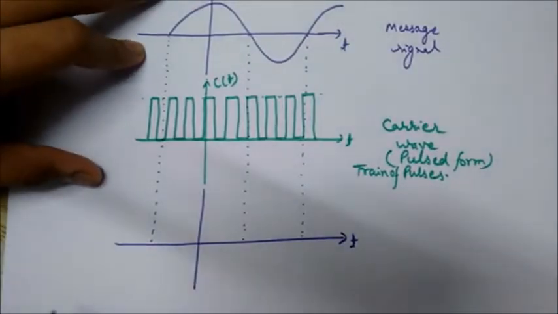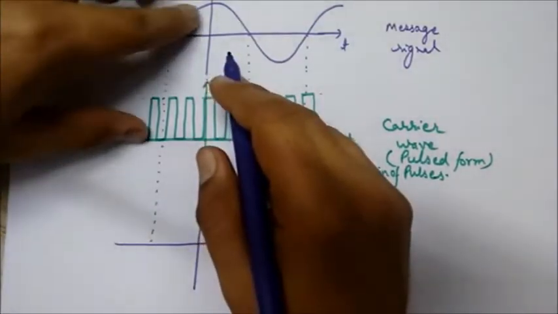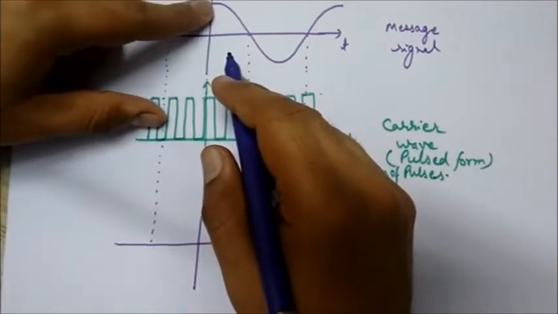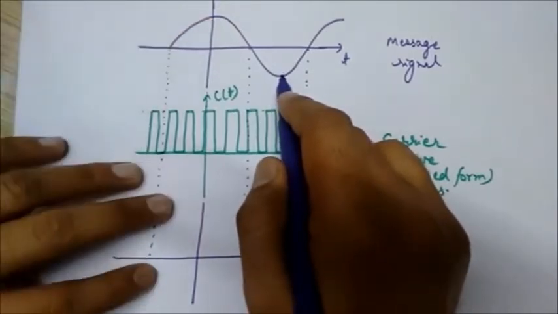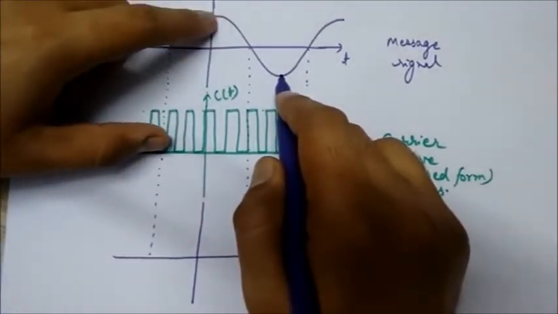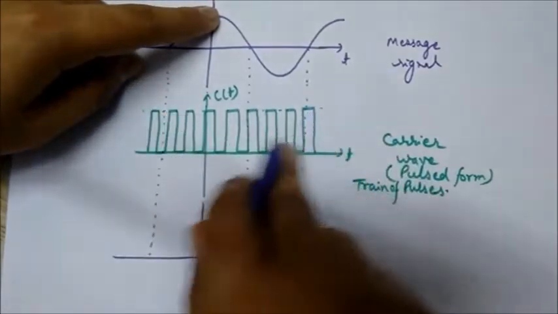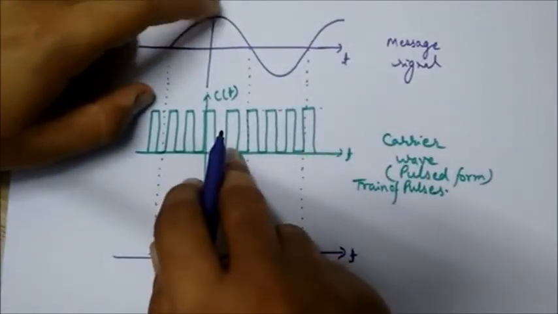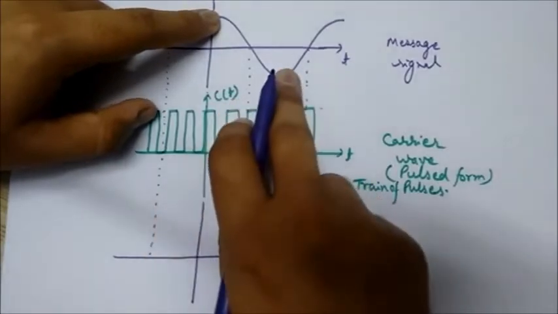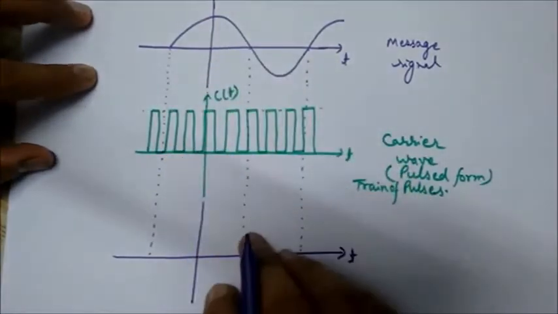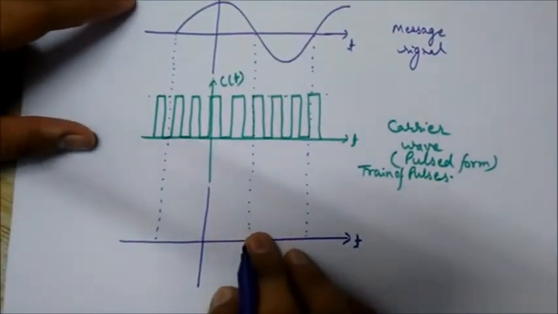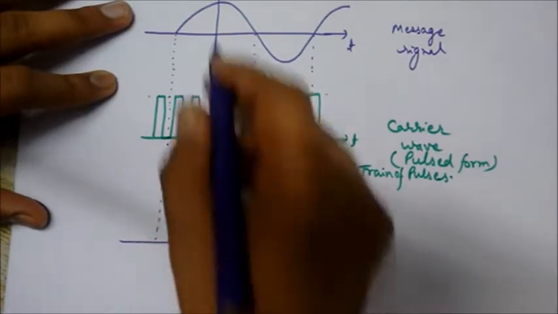So in this case, as you can see here, it is the maximum amplitude of the message signal, and here it is the minimum. So the amplitude of this pulsed carrier will be maximum at this point and minimum at this point, and some intermediate positions at these other points. So let's draw it. Let's draw first the maximum and minimum positions to make it easier.